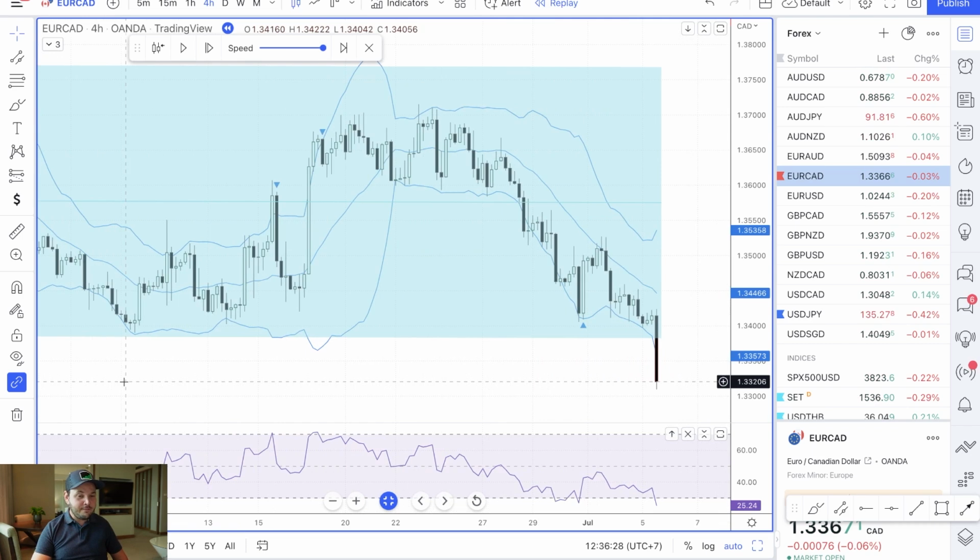So as the rules say, very simple, look at the RSI. Is the RSI overbought or oversold, or is it within the limit? If it's within the limit, we don't want to trade here. We want to wait for the RSI to be oversold for a sell trade.